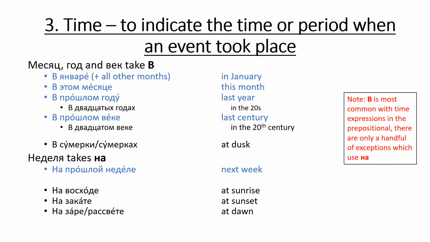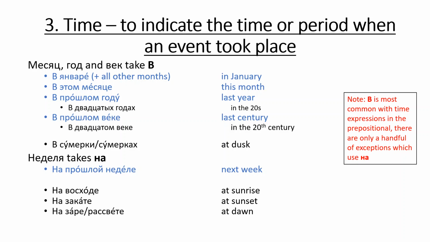So if you want to say last month, this month, next month, or anything to do with in this time period, месяц means month, год means year, and век means century, and they all take в. So if you want to say in one of those, then you use в. В январе, в феврале, в марте, and so on. I have written a table of all of the months of the year within the next few slides, so you can have a look at that and their prepositional forms.